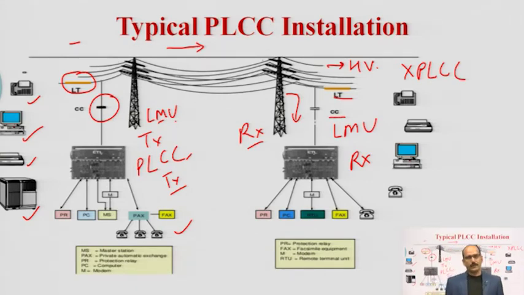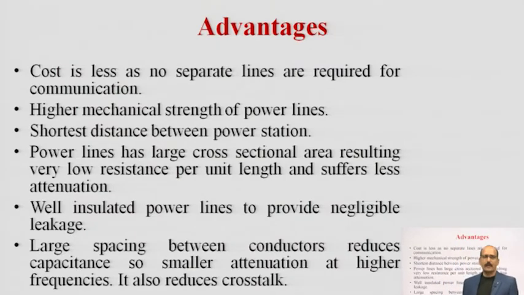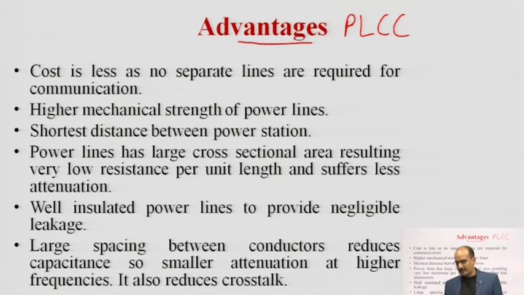Before starting the next unit, I want to give you a small summary of the previous things. Also, before that, I want to discuss the advantages and disadvantages of the PLCC signal. The advantages of PLCC are that its cost is less, also higher mechanical strength of power line, shortest distance between the power station and the power line, large cross sectional area resulting in very low resistance per unit length and less attenuation. Also, the well insulated power lines provide negligible leakage, and large spacing between the conductors reduces the capacitance, so smaller attenuation at higher frequency, and it could also reduce the crosstalk.